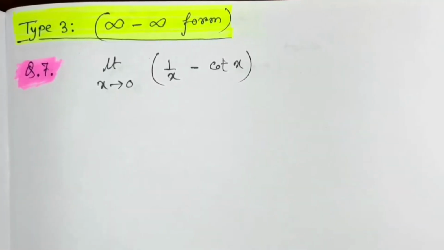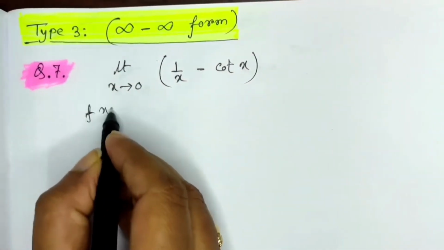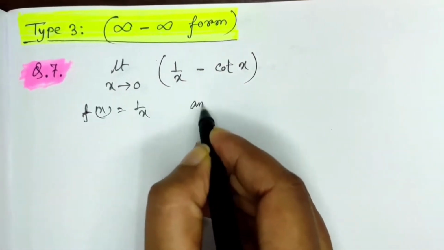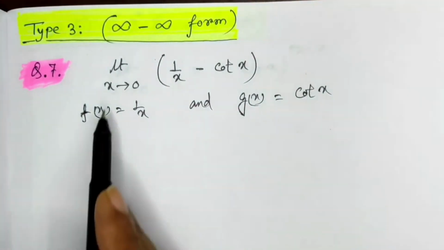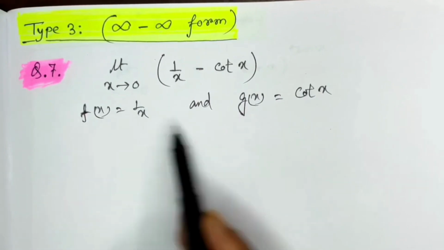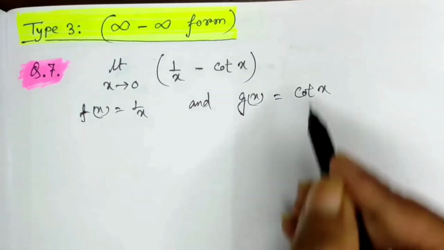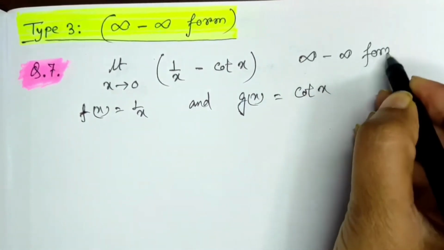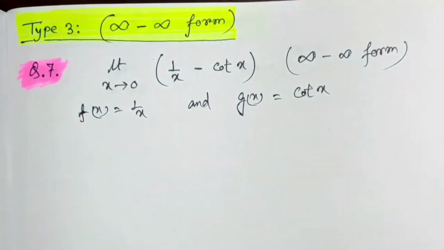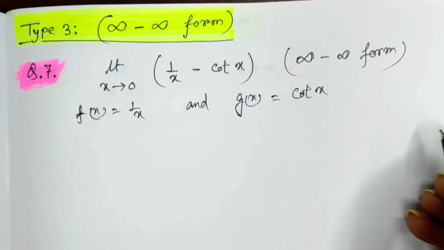In this example we consider f(x) equal to 1 by x, and g(x) equal to cot of x. Now when x tends to 0, f(x) is definitely infinity, and g(x), meaning cot 0, is infinity. So this is in the form of infinity minus infinity, is it not? If a given function or limiting value is in this format, we can also convert it into the 0 by 0 form very easily. So how, if we want to know that answer?